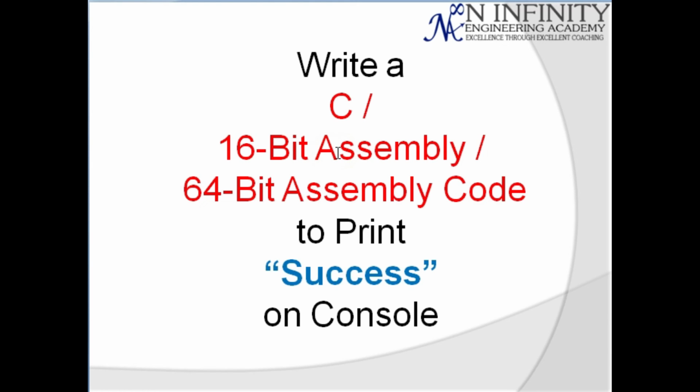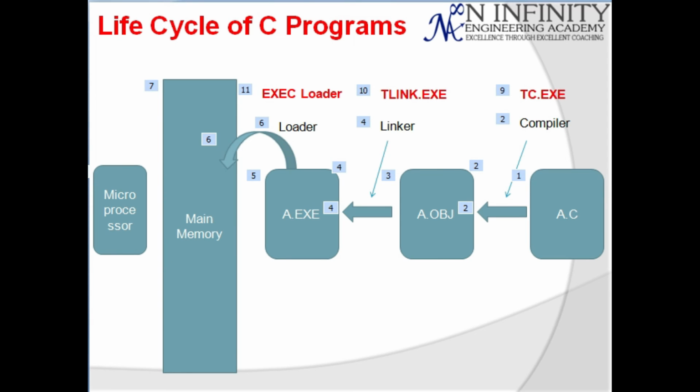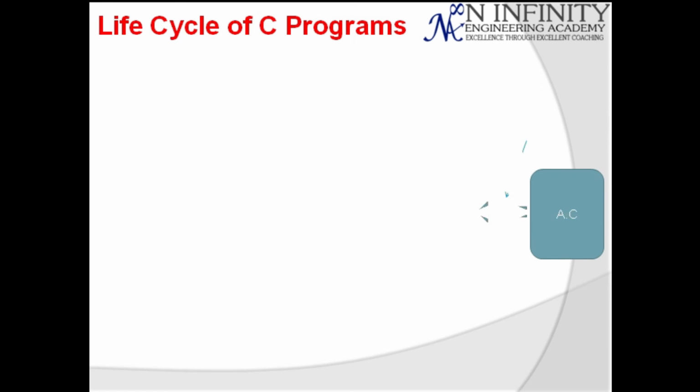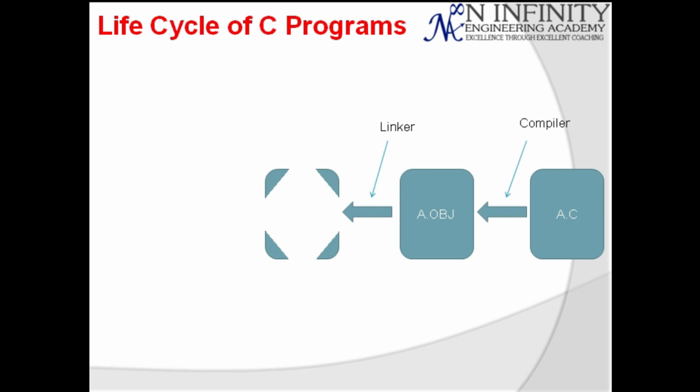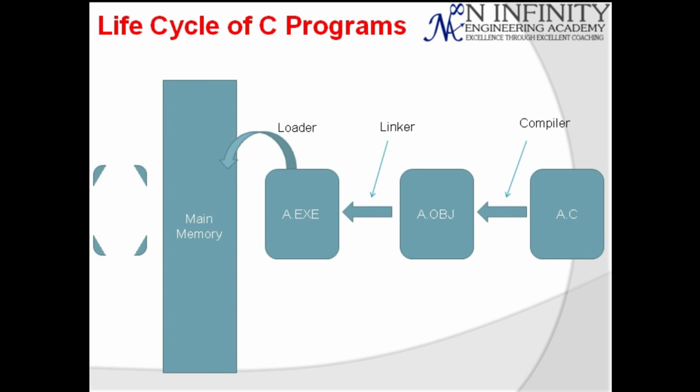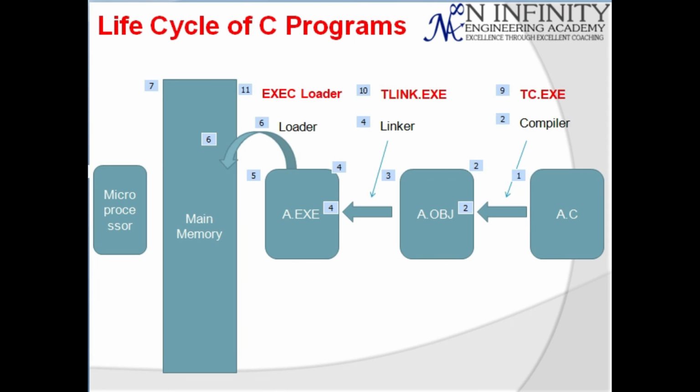So let us see the summary. We have written all three codes to print success, one with C, one with 16-bit assembly, and another one with 64-bit assembly. To summarize, if it is a .c program, we are writing a.c, which is compiled to get converted to a.obj, which is linked to get converted into a.exe, and this is loaded into the main memory, and then the microprocessor executes it. For compilation we use tc.exe, for linking we use tlink.exe, and the exec loader is responsible for execution of this particular file.